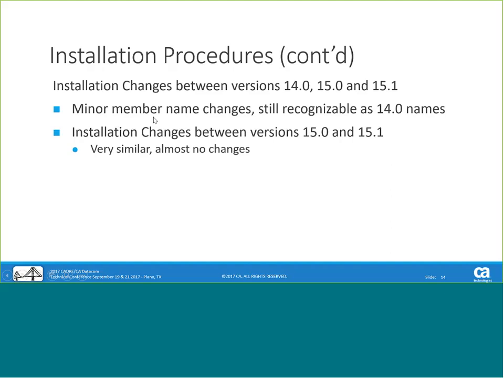Installation changes between the three versions are minor. They're minor member name changes. They're still recognizable as 14.0 names. There's far less of them. The naming convention is pretty much the same, but there's not as many involved in the process anymore. So it makes it much simpler to get through the process, and they run very quickly. So you don't have as long of a downtime as you traditionally had going from 12 to 14.